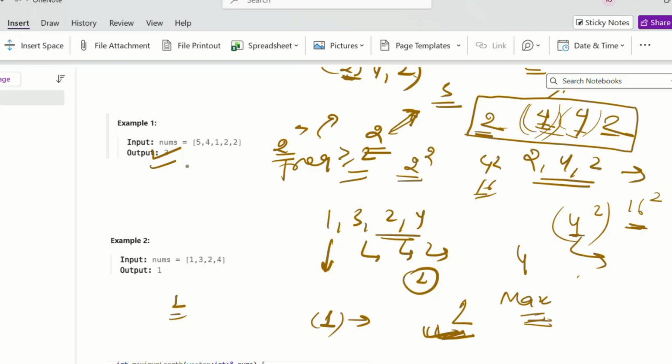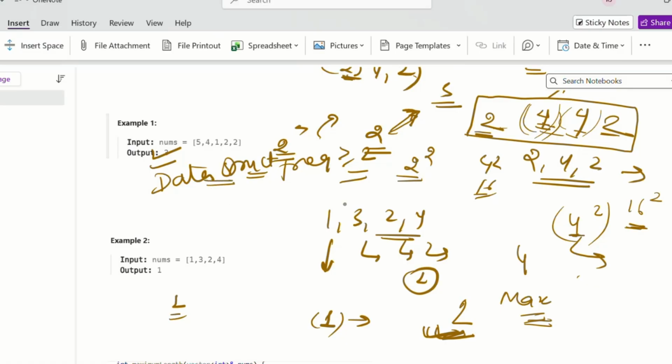So which data structure do you think we can use in this question? If you already know which data structure we can use, you can comment down in the comment section, and you can check later when I tell you the data structure.